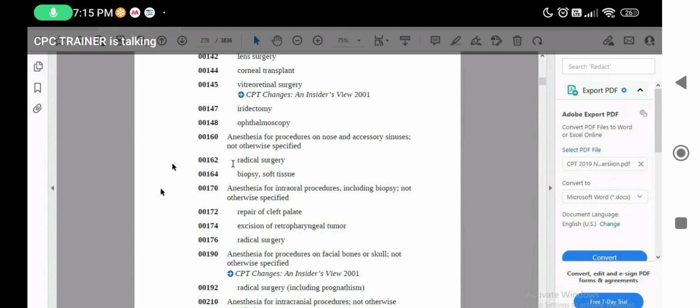What you have to do is read the primary code along with the secondary, right? Okay, sir, I don't know what is the primary code. Very simple, guys. For 00162, if any code before that starts with anesthesia for procedure, that is the primary code. So for example, for 00162, the code before it, 160, is the primary code: anesthesia for procedure on nose and accessory sinus with radical surgery. So this is the method of reading. Okay, now everyone read how to read 00176.